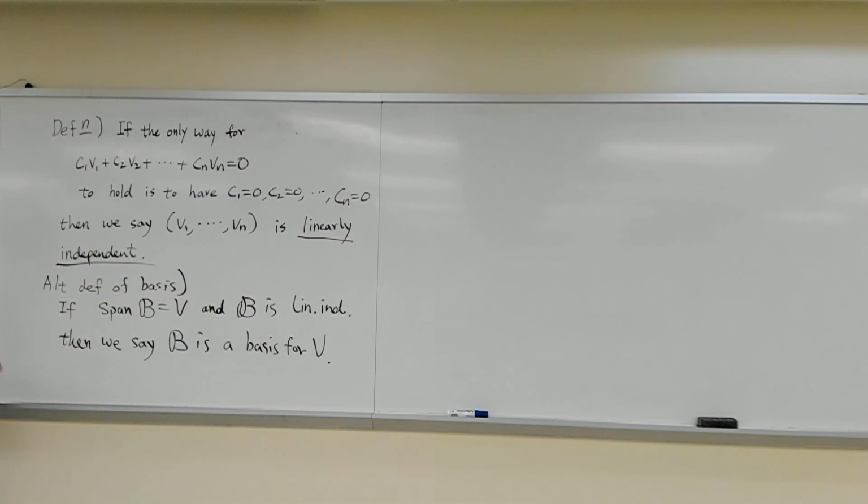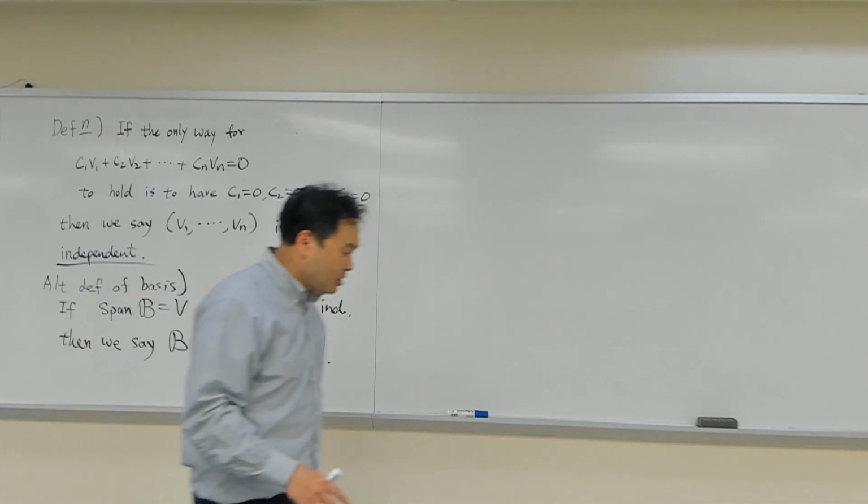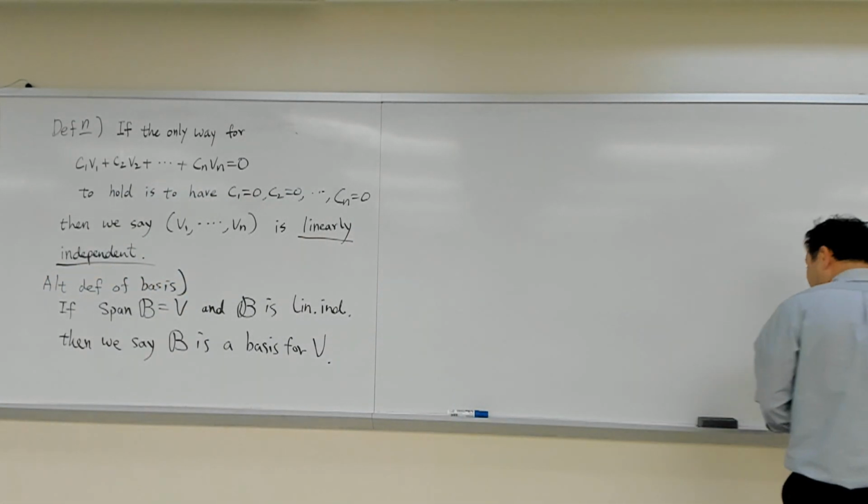Like, linearly independent, where does that come from? I don't see anything from here. Why would you call this linearly independent? That should be a question. Somebody should have raised their hand and said, Professor, why is this called linearly independent? Right? So let's try to take that part and understand it as it is, okay?